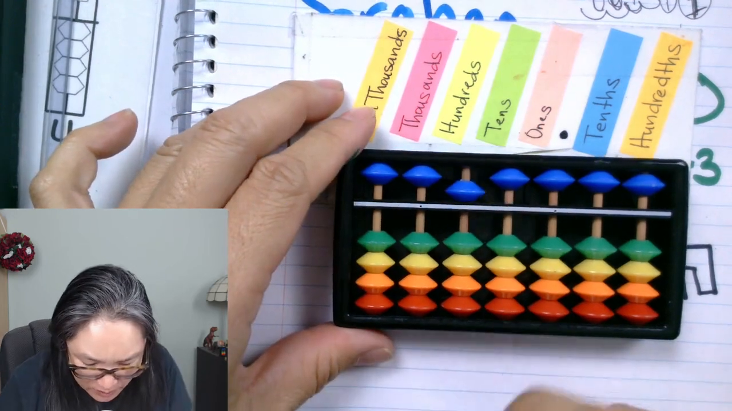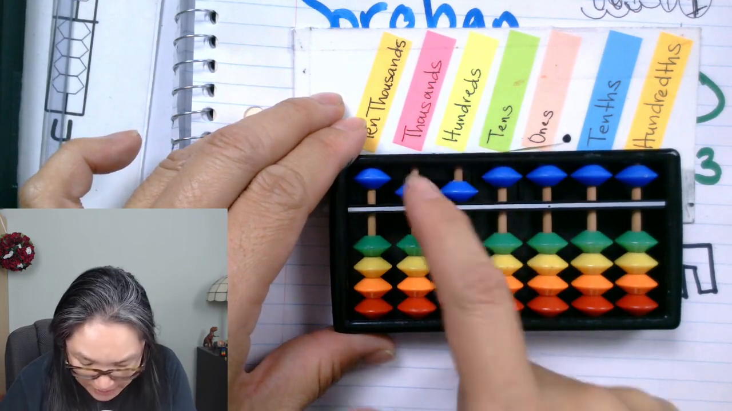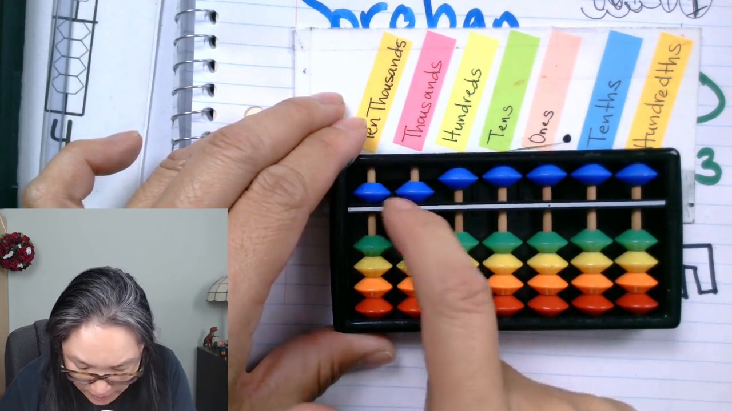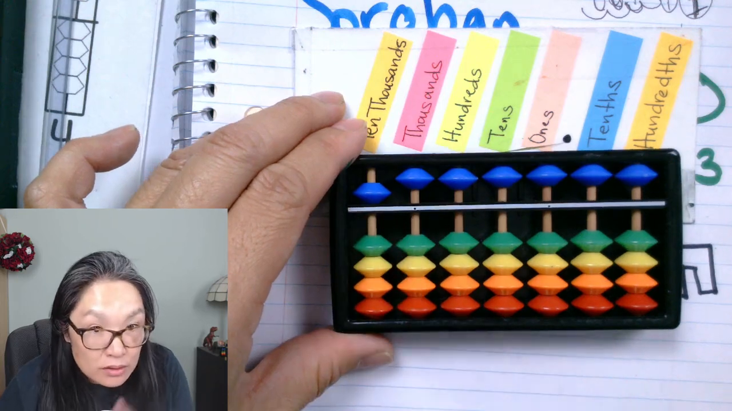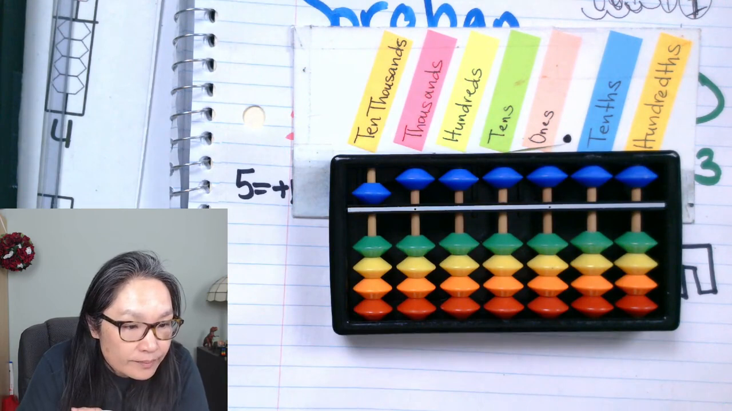So if we did this one, this would be 500. Right? Because it's at the hundreds. And if I did this one, it would be 5,000. And if I did this one, this would be 50,000. Thank you for the likes. Yeah, that's a good question.